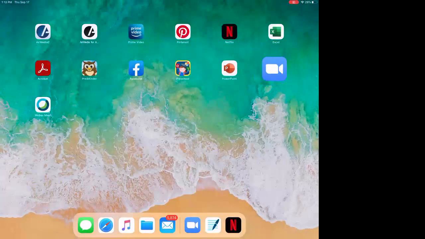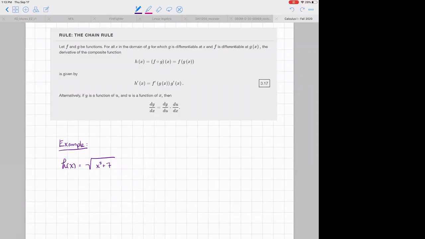Okay, hello everyone. Now I'd like to make a video on the chain rule. What the chain rule does is it allows you to take the derivative of compositions of functions. So if h of x can be written as f of g of x, then what the chain rule tells you is that the derivative h prime of x is going to be f prime of x with g of x plugged in times g prime of x.